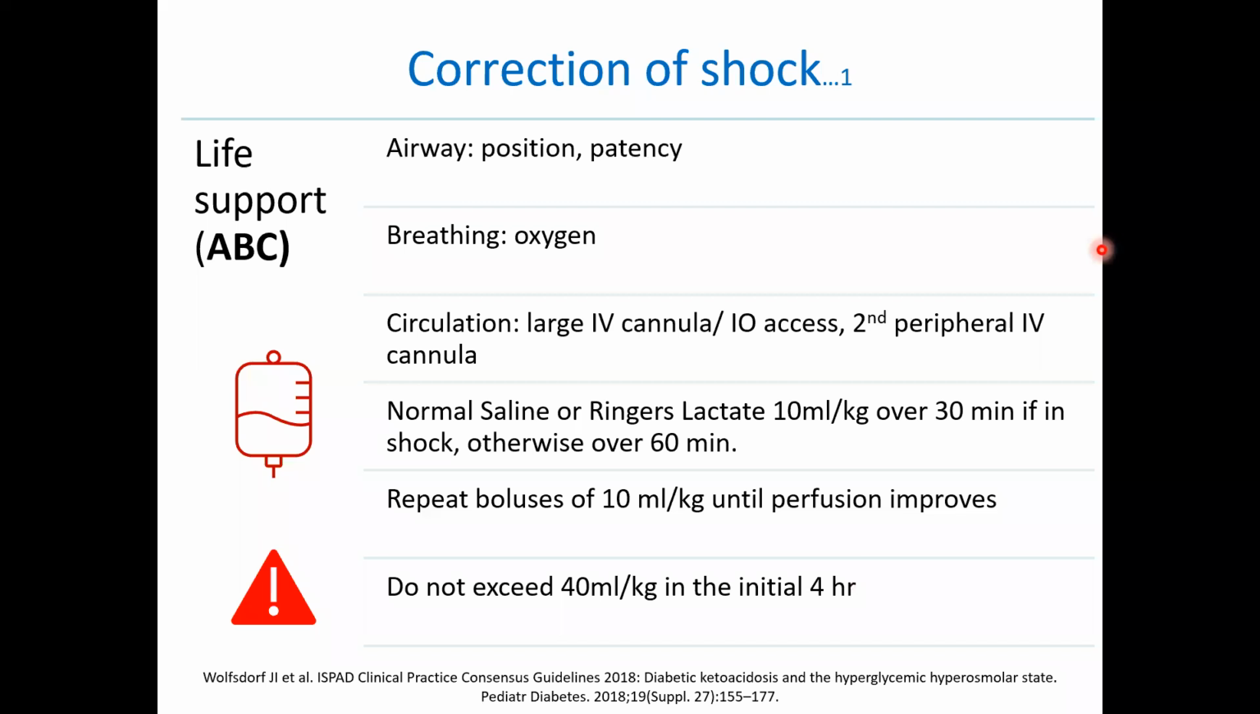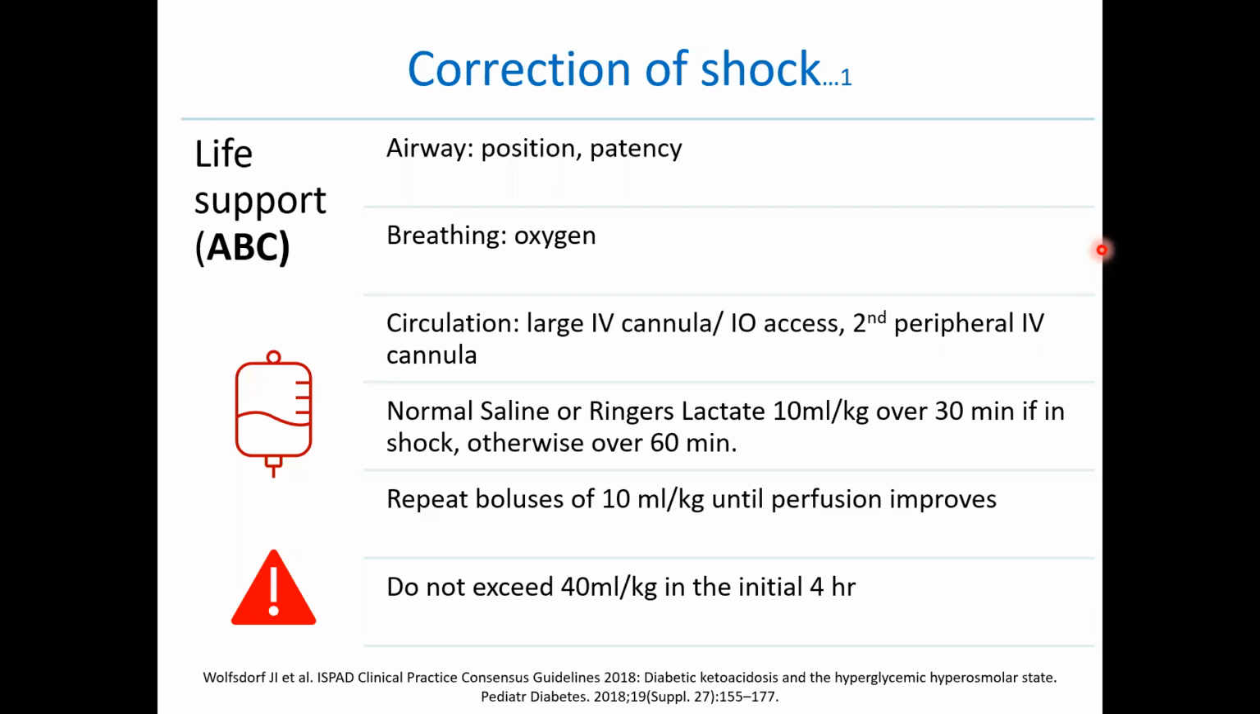So the first step, of course, is to correct shock. And we follow the usual ABC protocol of life support. So of course, you have to ensure the airway is patent. For patients who are in shock, usually you have to give them oxygen. And then you move on to circulation. So we need to get a large IV cannula or intraosseous access, and it usually requires a second cannula. So these patients usually require 2 cannulas.